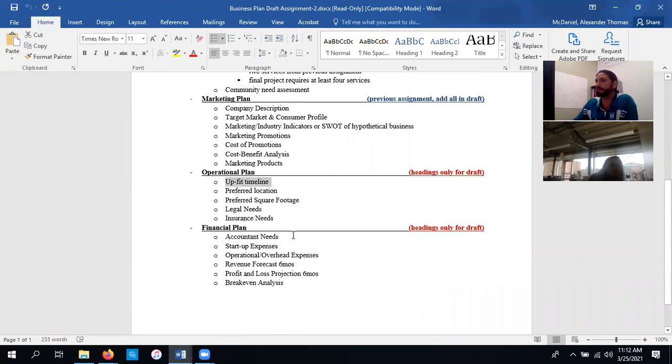Upfit timeline. This is if you have to do some construction. So for instance, when I opened up Seaside, we had two different facilities. The first one was 3,200 square feet. Well, it was just an empty room. So there were no walls. So I had to build an office. I had to build locker rooms. I had to build this. That's your upfit. So how long do you think it'll take for you to do that?